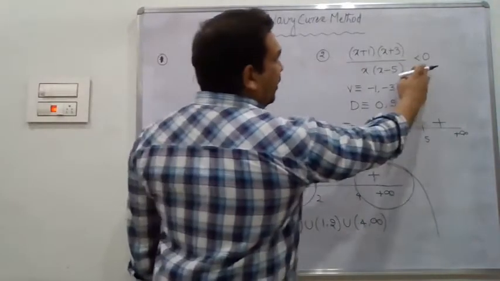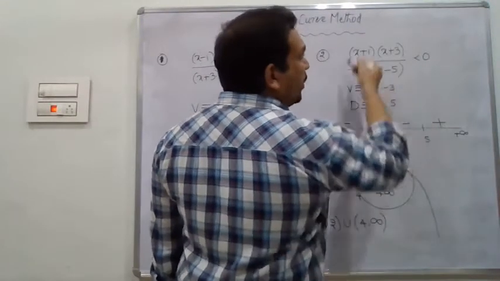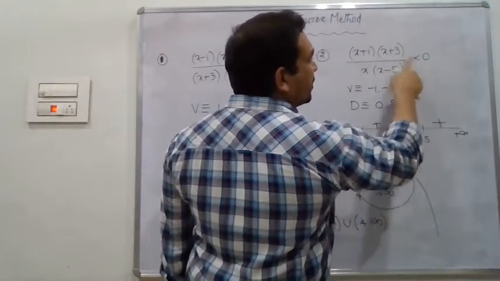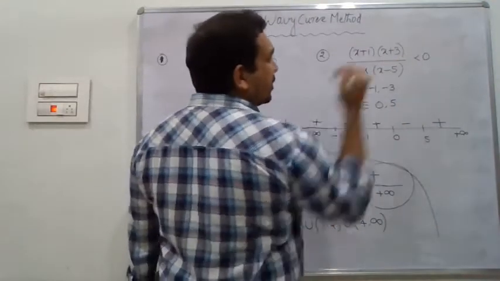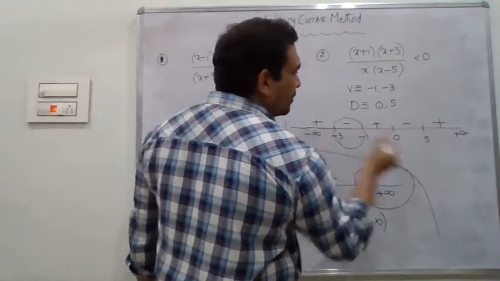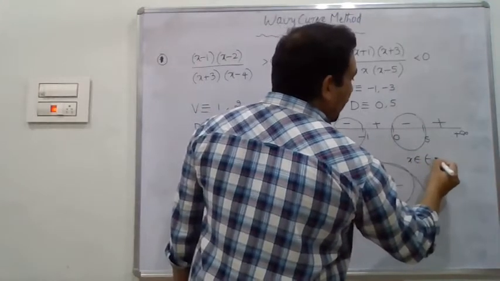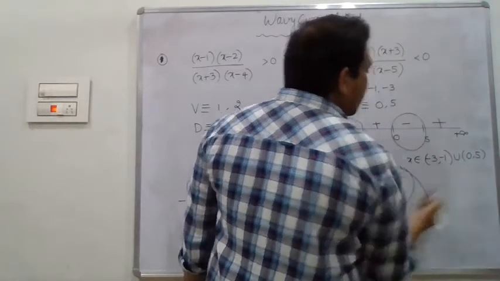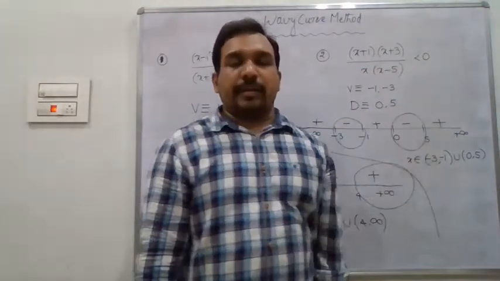Now in this question, we need which portion? We need only the negative portion. Less than 0 means we need those x values for which this expression is always less than 0, which means this expression must be negative. For which values of x the expression is negative means we need only the negative regions. What are the negative regions? Minus 3 to minus 1, and 0 to 5. Means x belongs to (minus 3, minus 1) union (0, 5) is the region for which values of x the expression becomes negative.